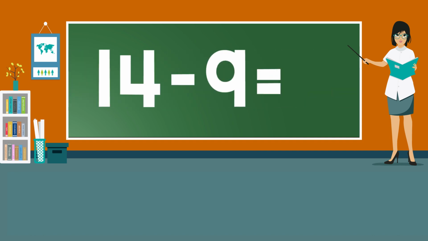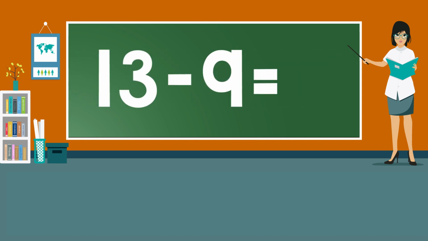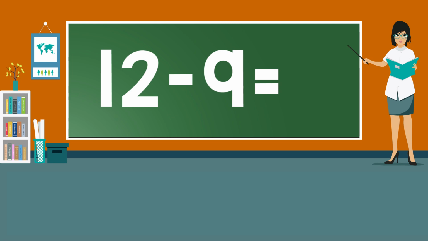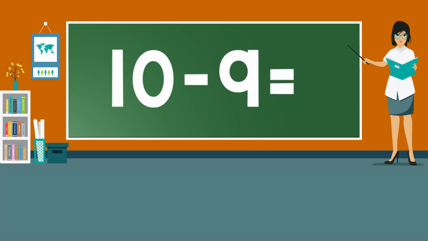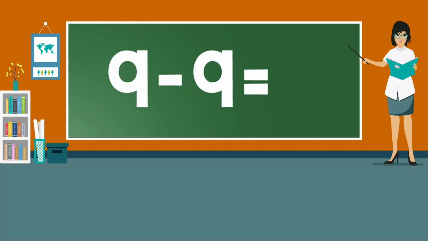14 minus 9 equals. 13 minus 9 equals. 12 minus 9 equals. 11 minus 9 equals. 10 minus 9 equals. 9 minus 9 equals.